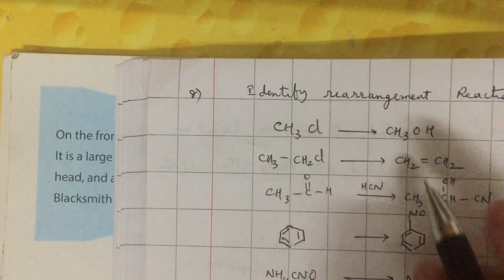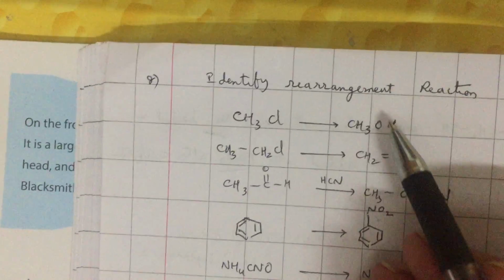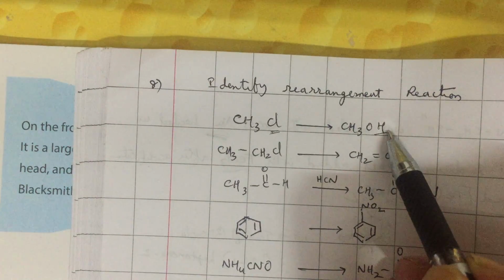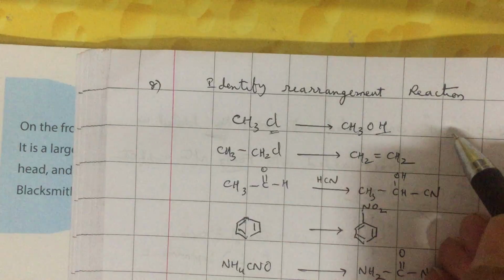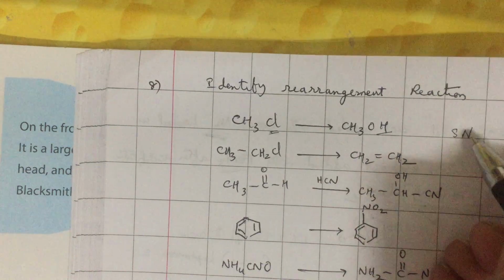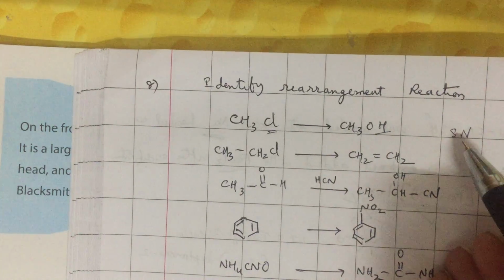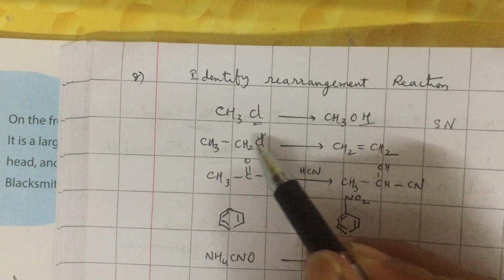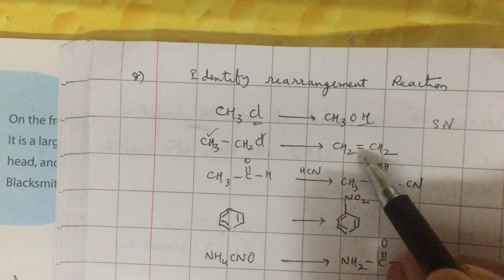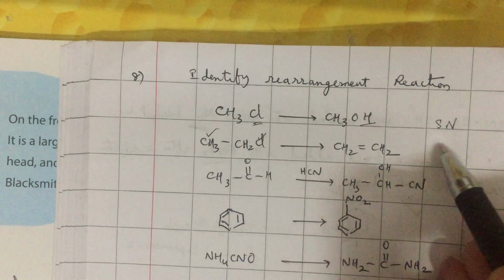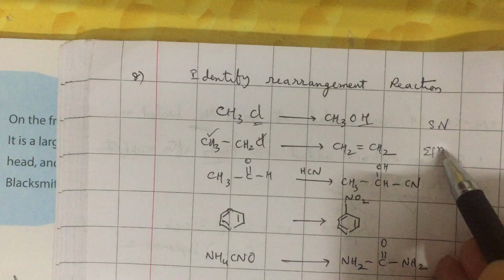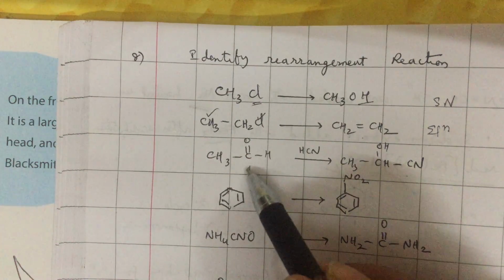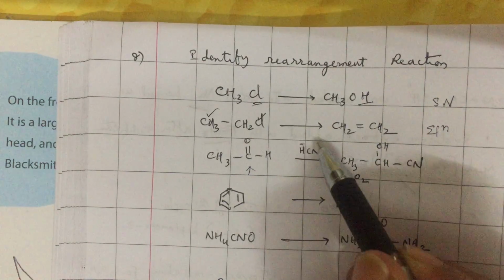So you should know what is first carbon based on the priority of functional groups, right? Next, identify rearrangement reaction. If I carefully look at this reaction, Cl minus is replaced by OH minus, one nucleophile is replaced by another nucleophile, means it is a nucleophilic substitution reaction, not rearrangement. Here the Cl of first carbon and hydrogen of second carbon are eliminated to give double bond, hence it is called elimination reaction, not rearrangement.